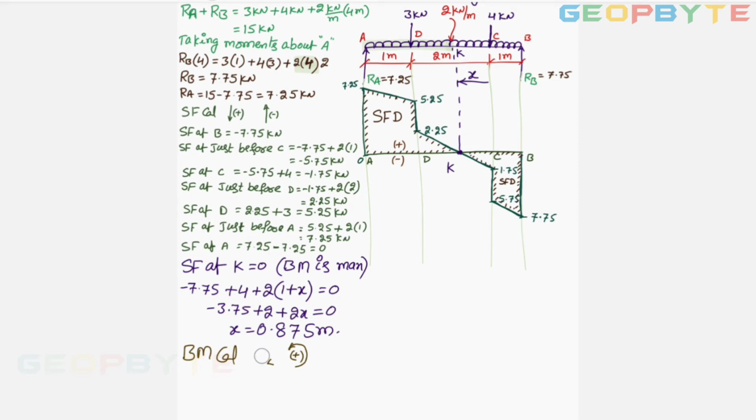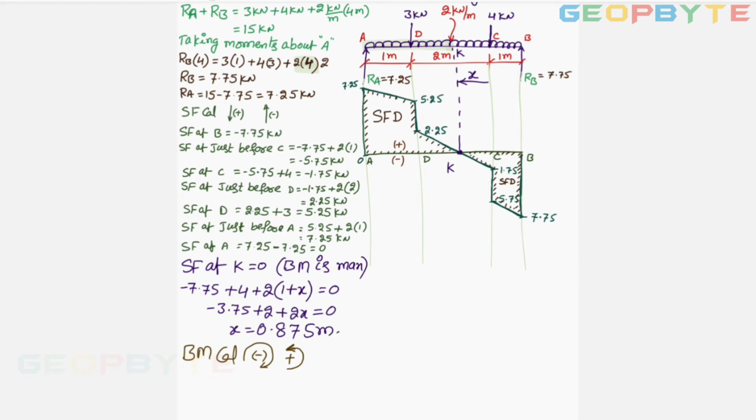Both are not looking clearly. Let me draw it clearly. Plus, and this is the minus. Okay, now it is okay. No, not correct. One minute. Clockwise moment should be negative. Anti-clockwise moment should be positive. Yes, this is correct.